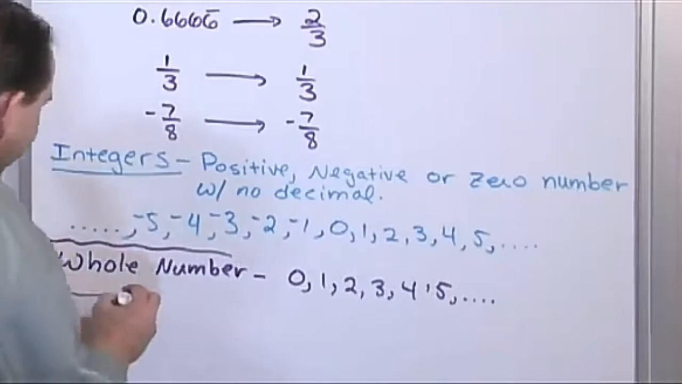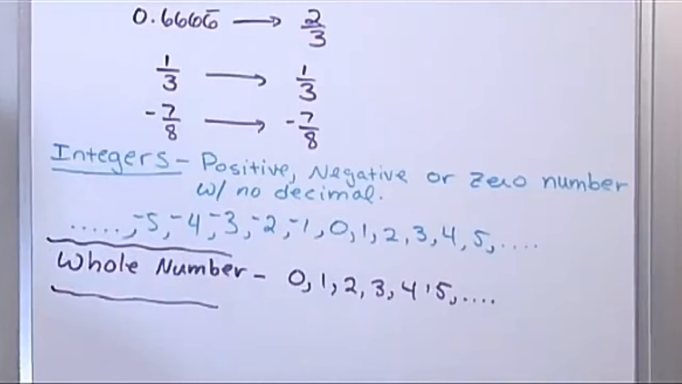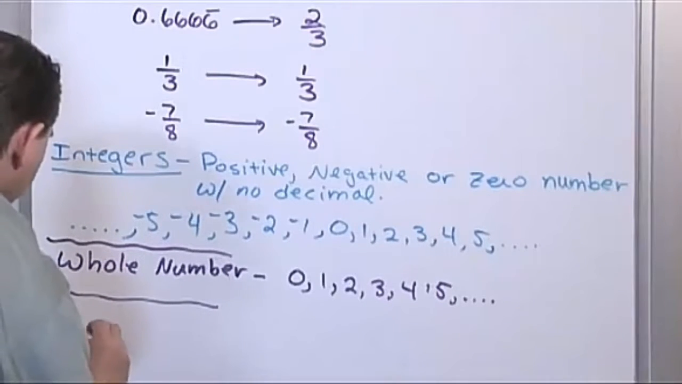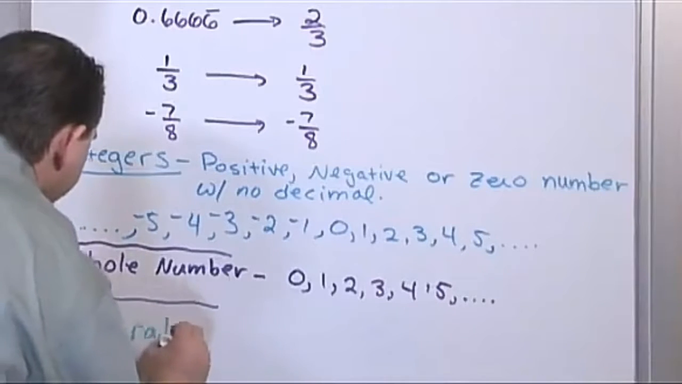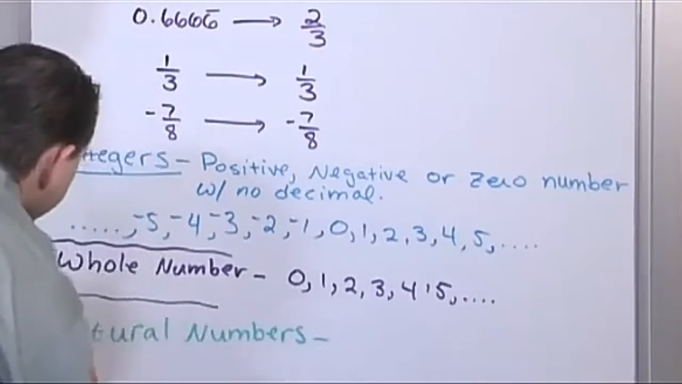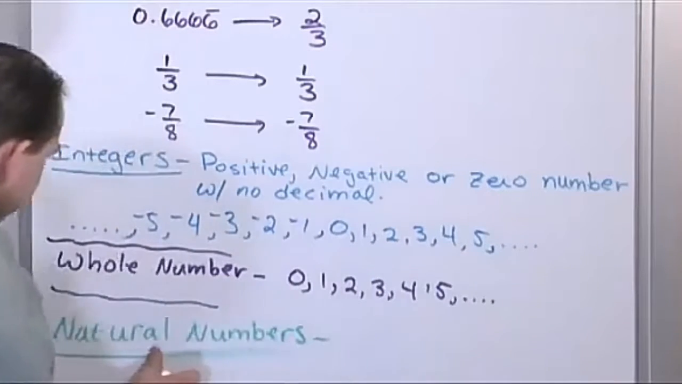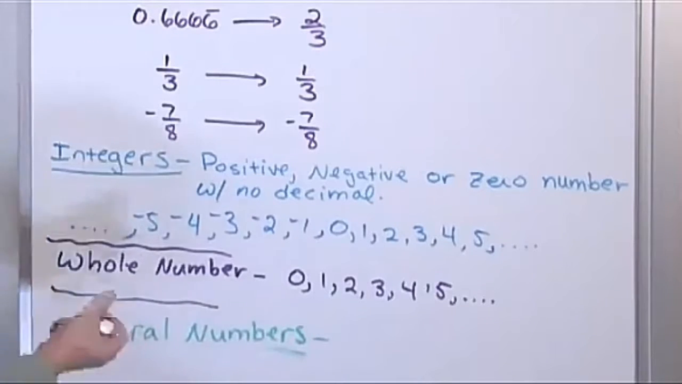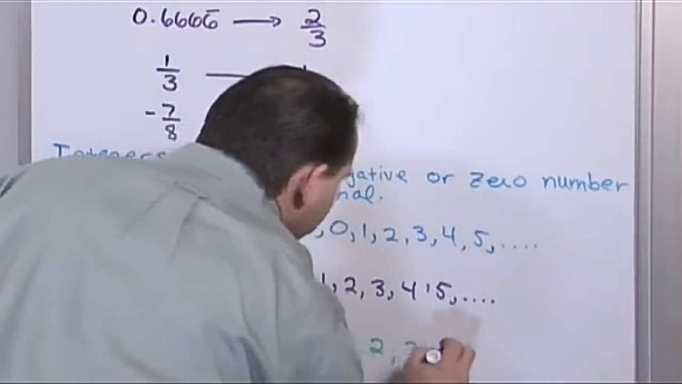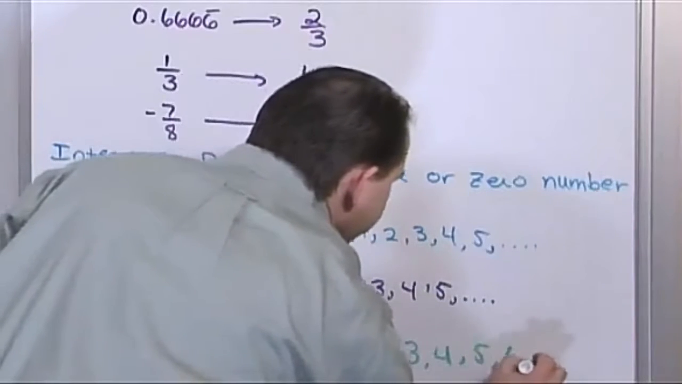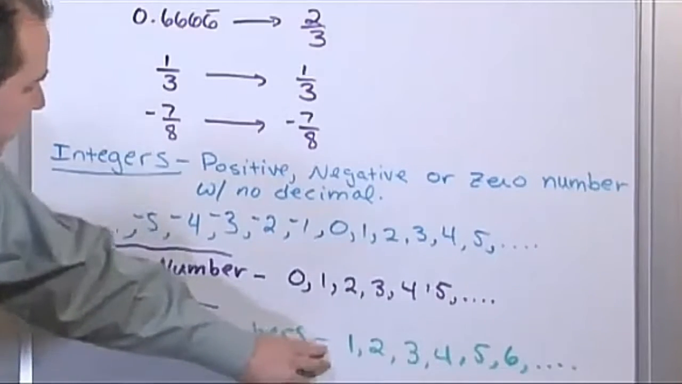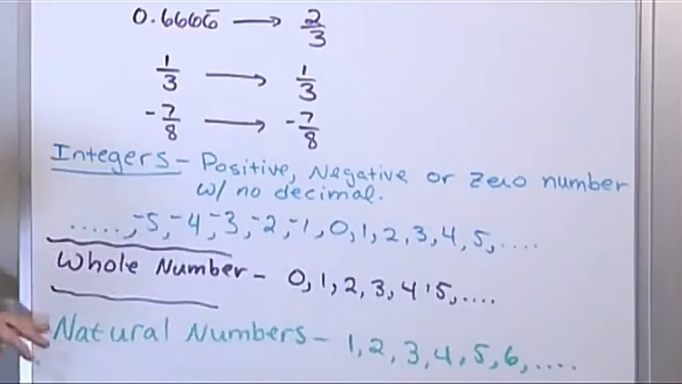And there's also another one that you will see in your book. Let me switch colors here. And those are the natural numbers. All right, the natural numbers. The natural numbers, just to show you by example, those are 1, 2, 3, 4, 5, 6, and so on. So basically, these are the positive integers, and you don't include 0. That's the only difference between a whole number and a natural number.